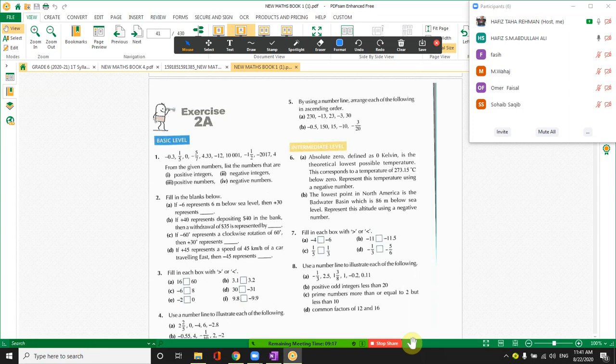Yes, sir. And then finally, common factors of 12 and 16. Initially we need to write the factors of 12 and the factors of 16. The factors of 12 are 2 multiplied by 2 multiplied by 3. These are the factors of 12, and the factors of 16 are 2 multiplied by 2 multiplied by 2 multiplied by 2. So what are the common factors of 12 and 16?